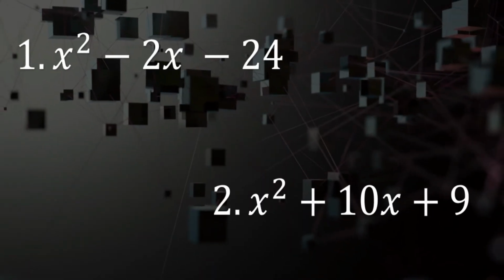So it's your turn now. Pause the video and try if you will have the same answers. Here are the givens that you will be factoring. Number 1: x squared minus 2x minus 24. Number 2: x squared plus 10x plus 9.